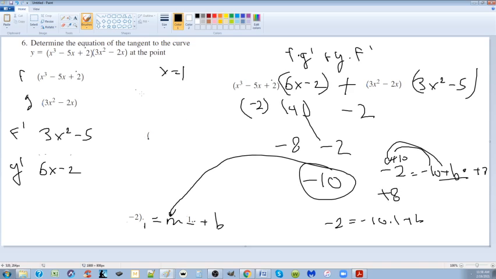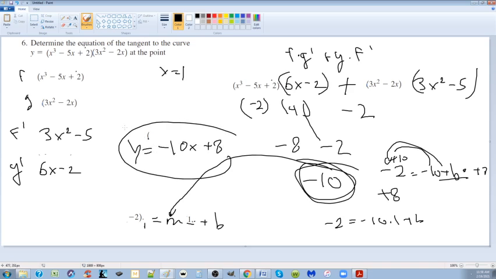Therefore, the full equation for this line is y is equal to minus 10x plus 8. This line will be the line that touches 1 comma minus 2 of this function at exactly 90 degrees to that point, a tangent line. 90 degrees? Yeah, 90 degrees.